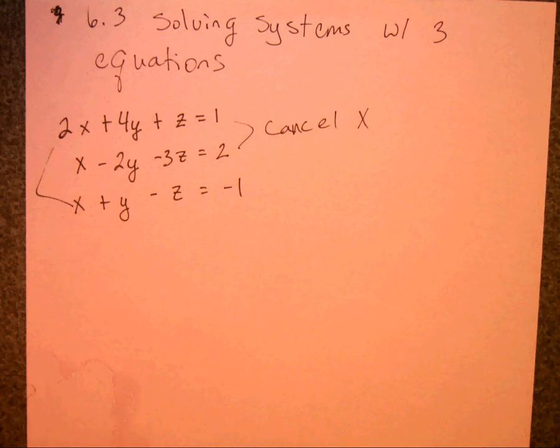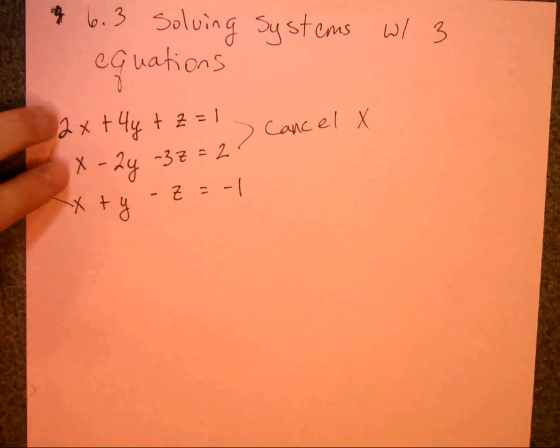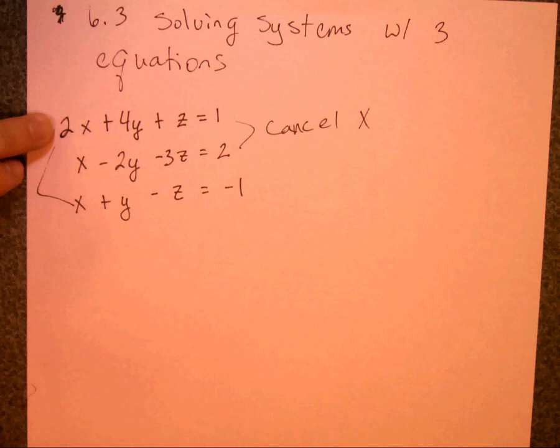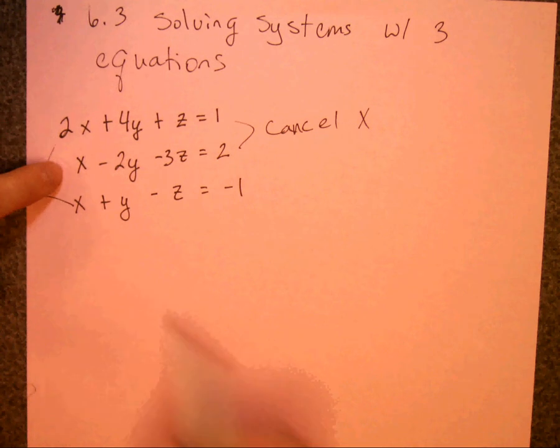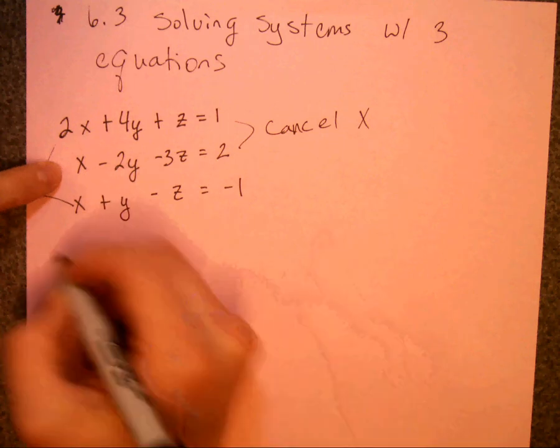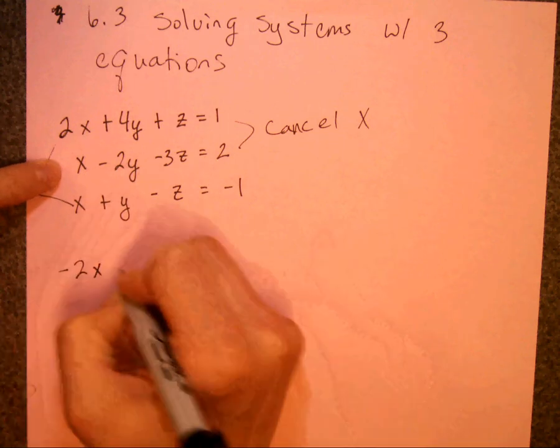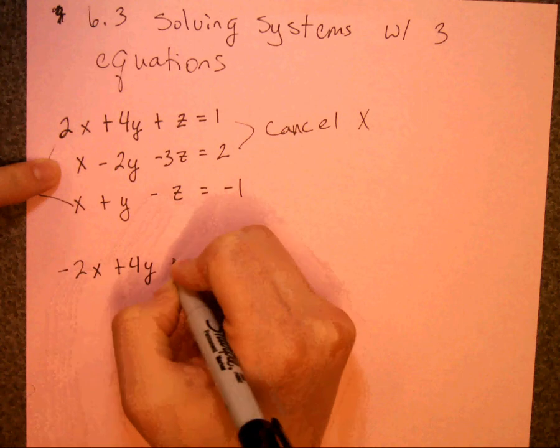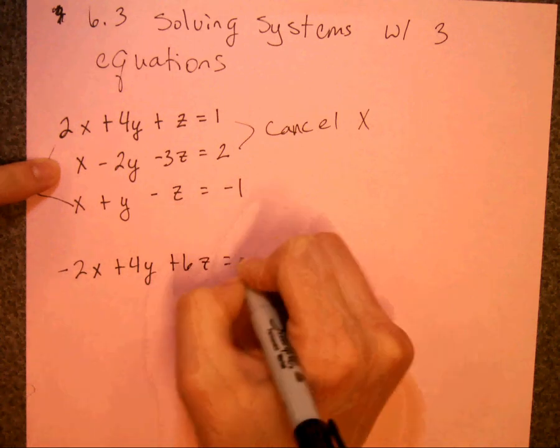So working with the first two equations, if I want my x's to cancel out, I'm going to do this by elimination. So I have a positive 2x in the first equation. I need a negative 2x in the second equation. So I'm going to multiply everything in the second equation by negative 2. And that'll give me negative 2x plus 4y plus 6z equals negative 4.